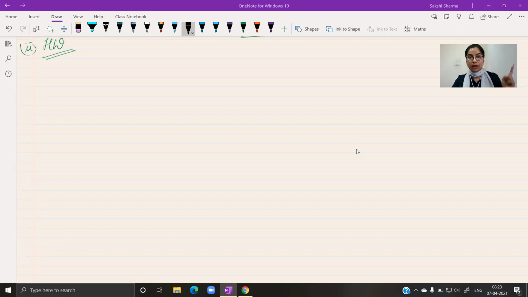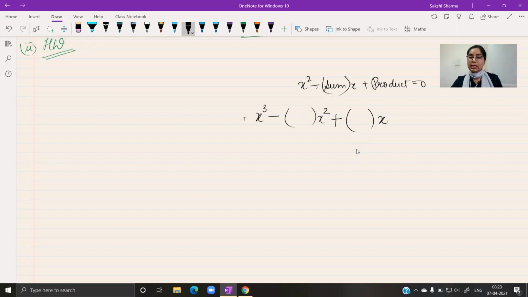Similar to that, this is the relation that we were using there to obtain the quadratic polynomial: x square minus sum multiplied with x plus product. Alternating sign, first positive, then negative, then positive. For cubic, you will have x cube. The first term is positive, the next term will be negative and will come with x square. Then a positive term will come, the term will be with x, and then finally you will have the constant term equals to 0.